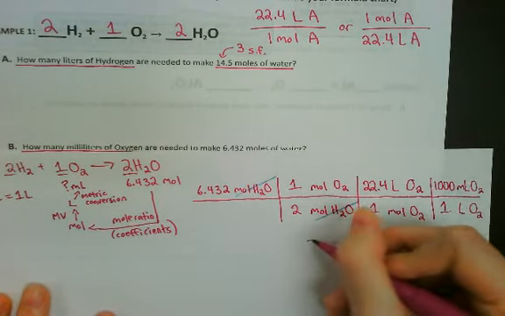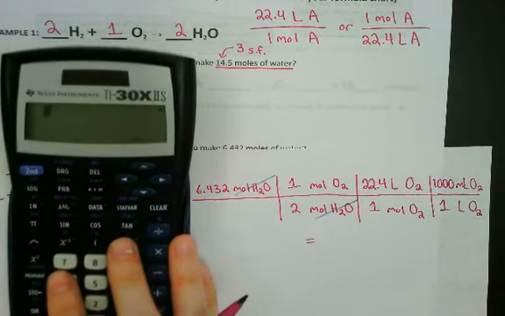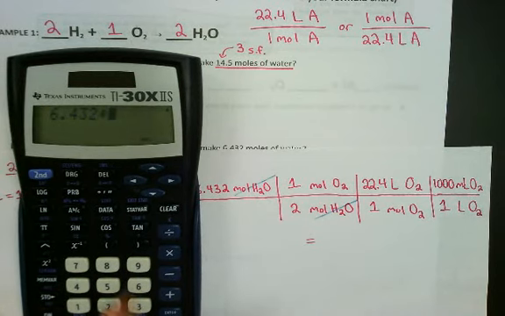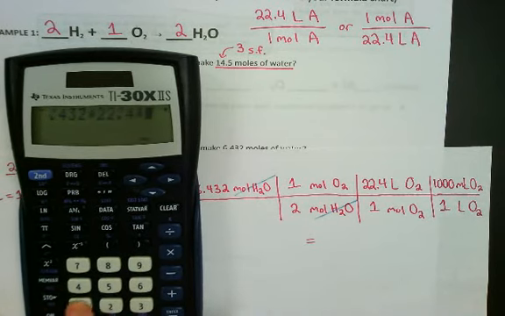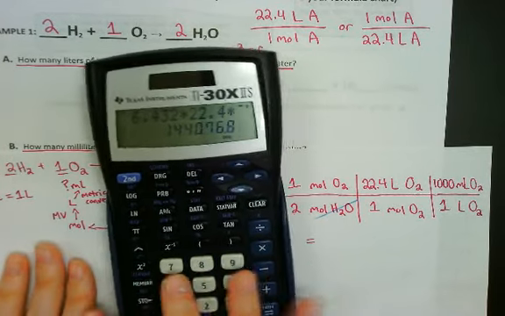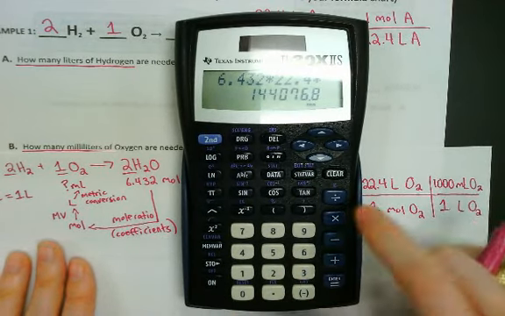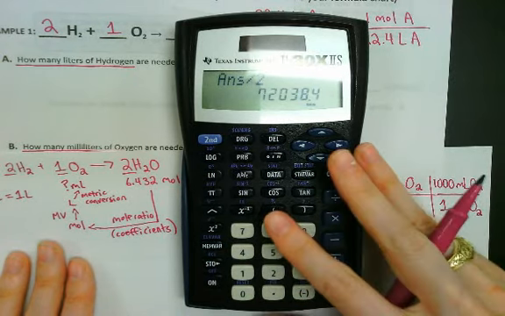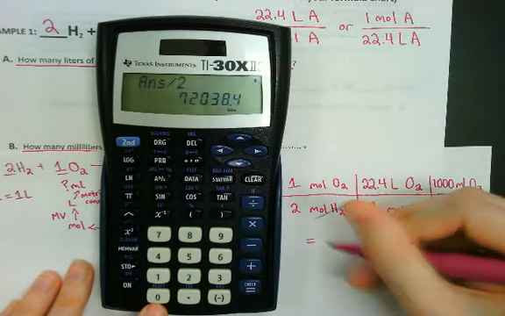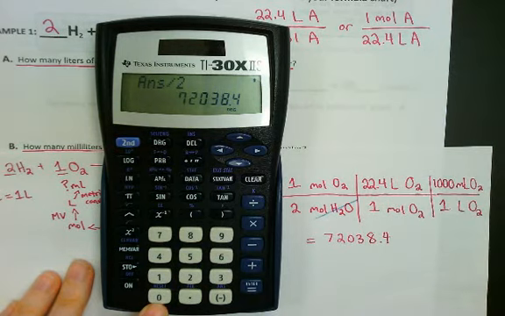So next up, we have to type this into our calculator. I'm going to do 2.432 times 22.4 times 1,000. That gets me this number. And then we're going to divide that by 2, because we have 2 on the bottom there. So we get this number, 72038.4. Okay?